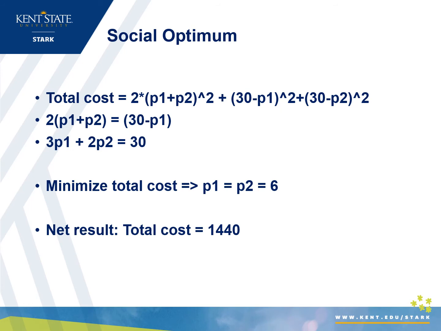You can walk through and do all of the math if you wish, but what you're going to end up with is the result that to minimize the total cost, both polluter 1 and polluter 2 should pollute the same amount, and that amount is 6 units. So they're actually going to engage in significant decreases of the amount of pollution they would create below this 30. They're going to abate 24 units and only pollute 6 each. The result of this is that there would be a total cost for society as a whole of $1,440.